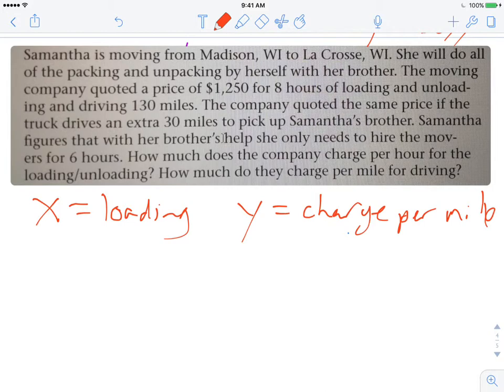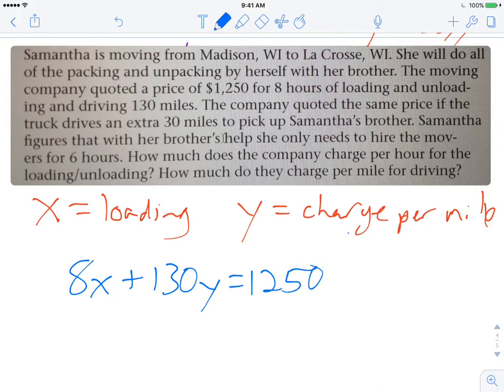All right, I'm glad you can read that. So we just need to set up a system of equations again because we have two different things they're trying to find out with the scenario. All right, so let's see. In one scenario, there's 8 hours of loading and unloading and 130 miles of driving, and that's 1250. And they said, okay, if we do only 6 hours of loading and unloading, but we have to drive 30 more miles, we're going to charge the same price as well.